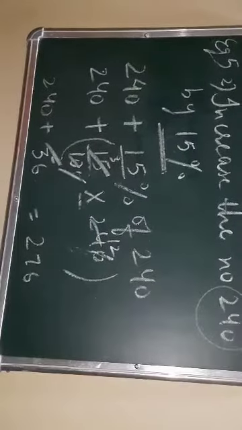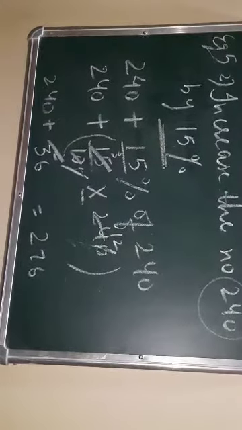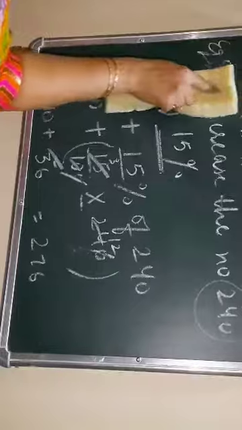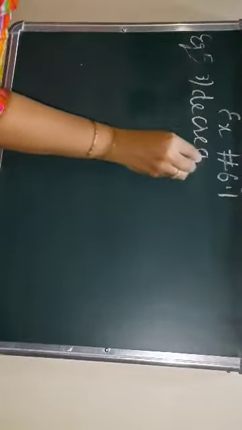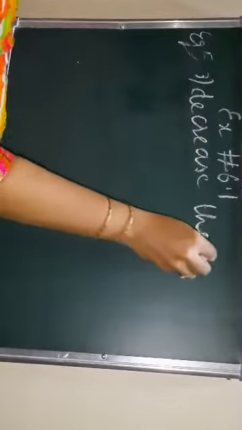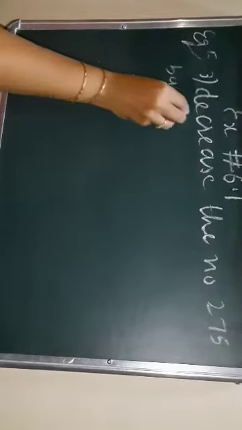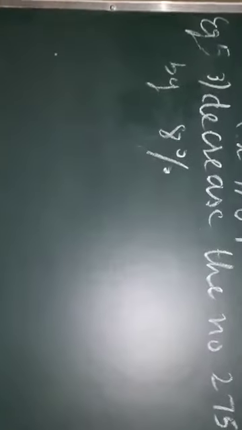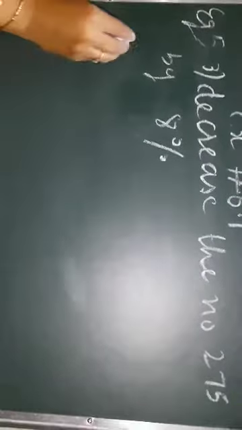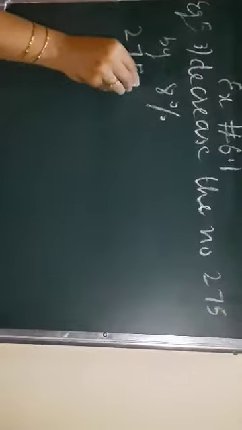Got it? One more part is there in this example. Let's do that also. Third part. The third part is: decrease the number 275 by 8%. अब डिक्रीज करना है 275 को 8% से. So 275 decrease means minus.